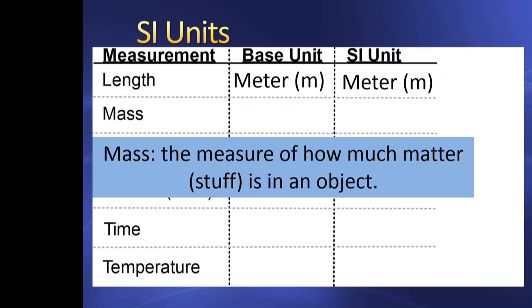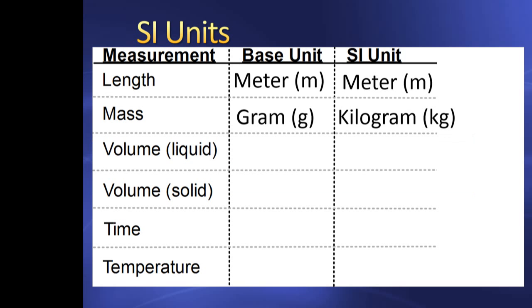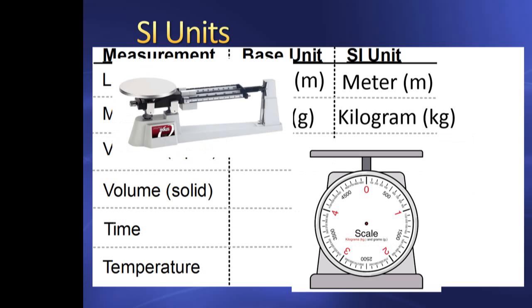Mass is the measurement of how much matter is in an object. The SI unit for mass is kilogram, which is good for measuring people, animals, cars, and other large objects. The base unit is gram. It is better suited for small objects like your cell phone and small animals. This is the only one that is different between the base unit and the SI unit. We measure mass with things like a triple beam balance and a scale.